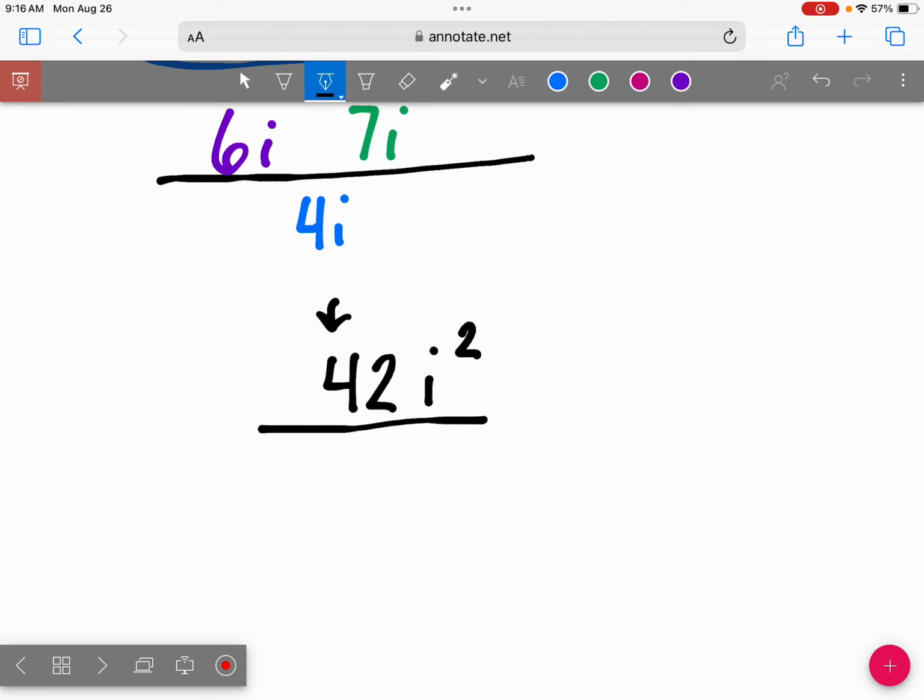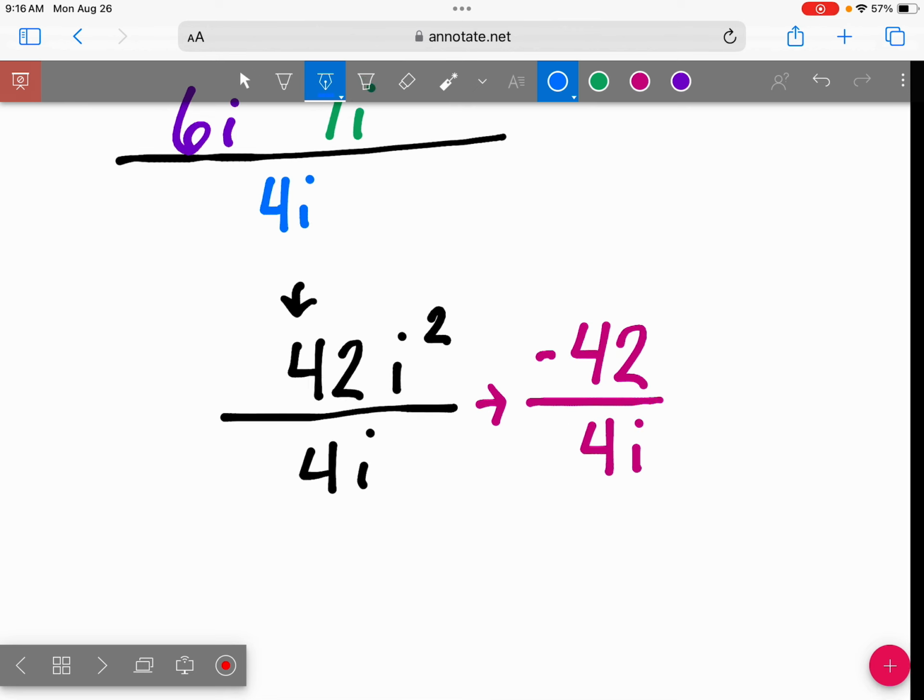(42i squared) over 4i. So we're going to need to do some simplifying. So let's simplify first. We know that i squared equals -1. 42 times -1 gives me -42 over 4i. Let's simplify. -21 over 2i.